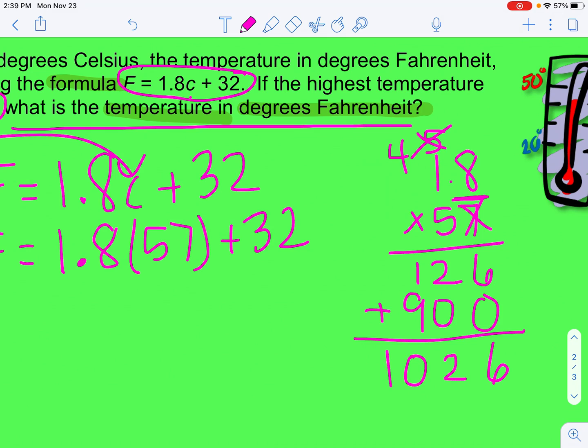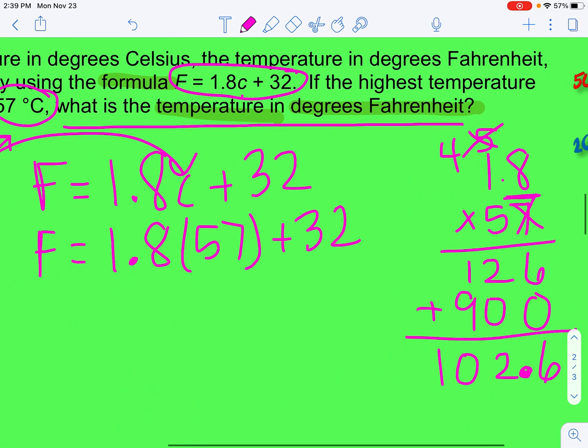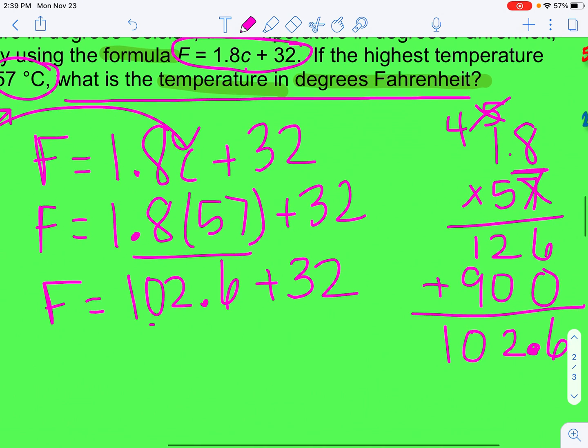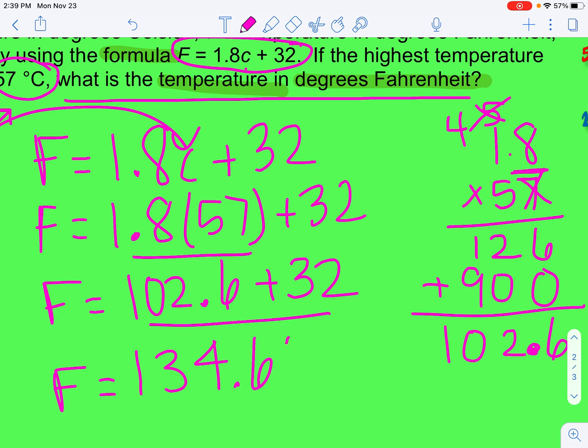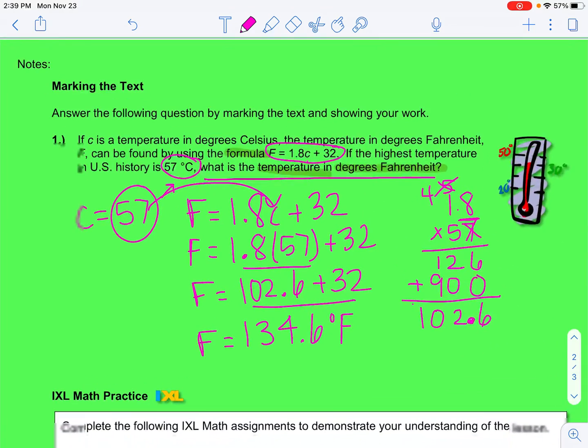I have one number behind my decimal point, so I need one number in my answer that's behind the decimal point. So I got 102 6/10 plus 32. Alright, so now our last step is to add those. 102 6/10 plus 32 gives us 134 6/10 degrees Fahrenheit.